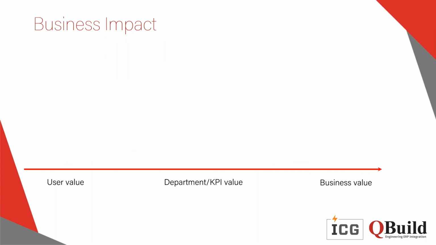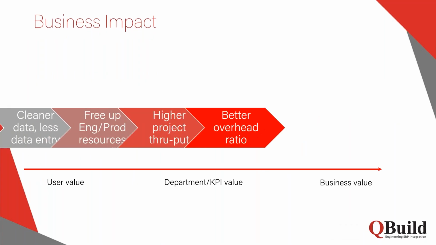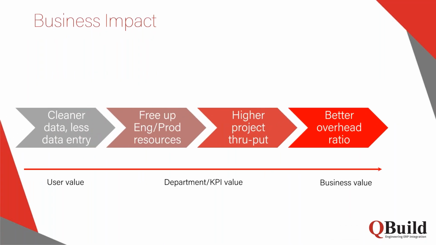So overall, what does that mean for business impact as well? By using CADLink, we're going to have cleaner data in both systems. We're going to spend less time on data entry, which is essentially freeing up our engineering and production resources, which again means higher project throughput and overall better overhead ratio for the business.